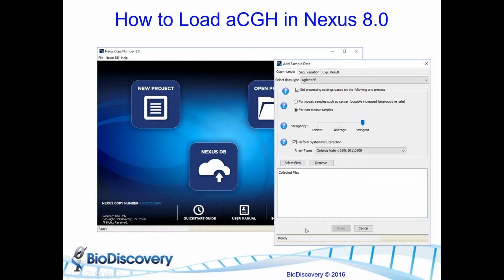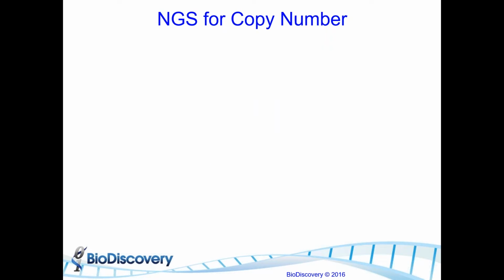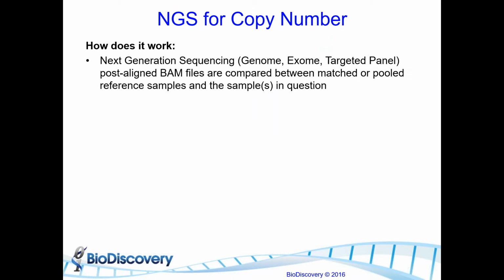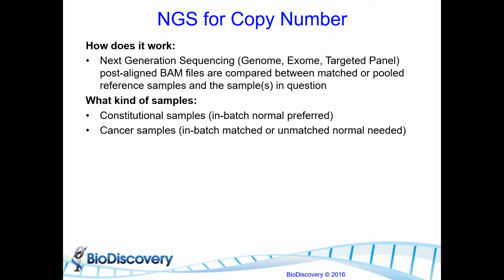So those were both of the more traditional methods that we use for copy number analysis, but we can also get copy number from some less traditional methods. The first is NGS, next generation sequencing, which can be genome, exome, or targeted sequencing panel. We can use our post-aligned BAM files and compare them between either a matched or a pooled reference to our samples in question. We can use this for both constitutional or cancer samples.